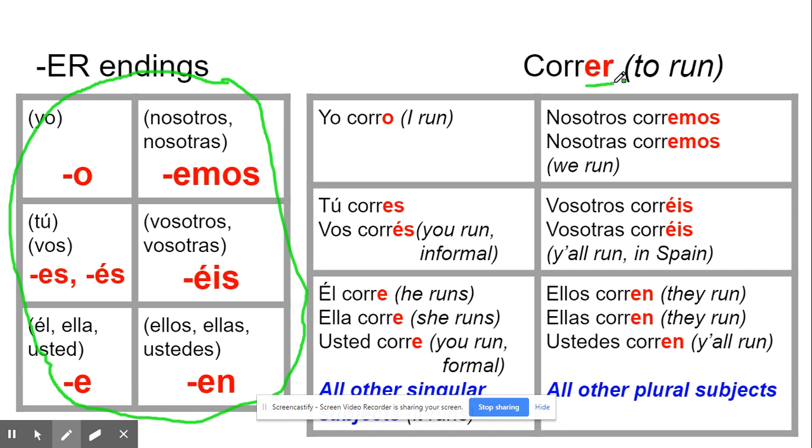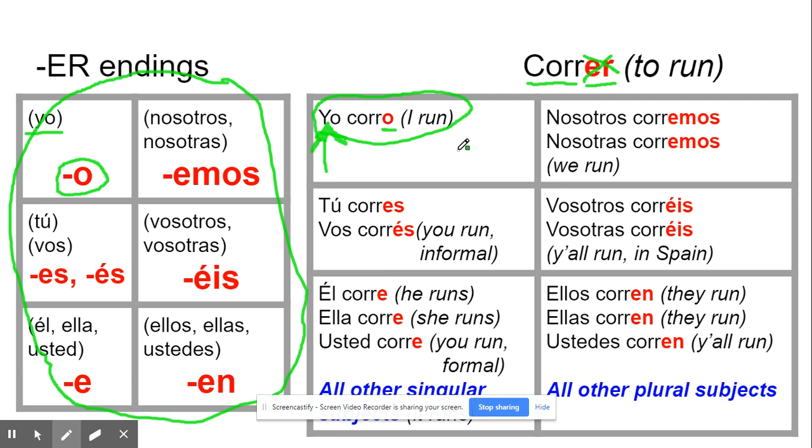So in a verb like correr, the first thing we do is we take off that ER. And if I want to say I run, then yo, right here, yo means I. So I would need the yo ending, which is O. So I would keep my CORR, and then I would add an O, and then I end up with the word corro. Yo corro would mean I run, because that O ending there indicates that it must be yo form. And if this is yo form, then that means I run.